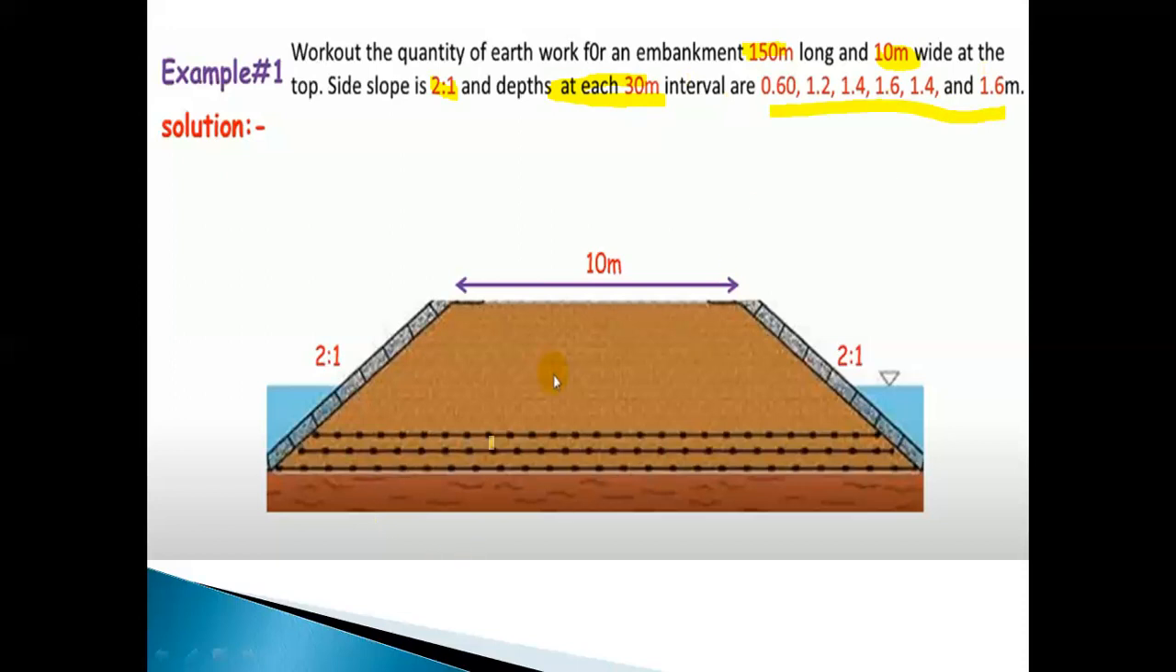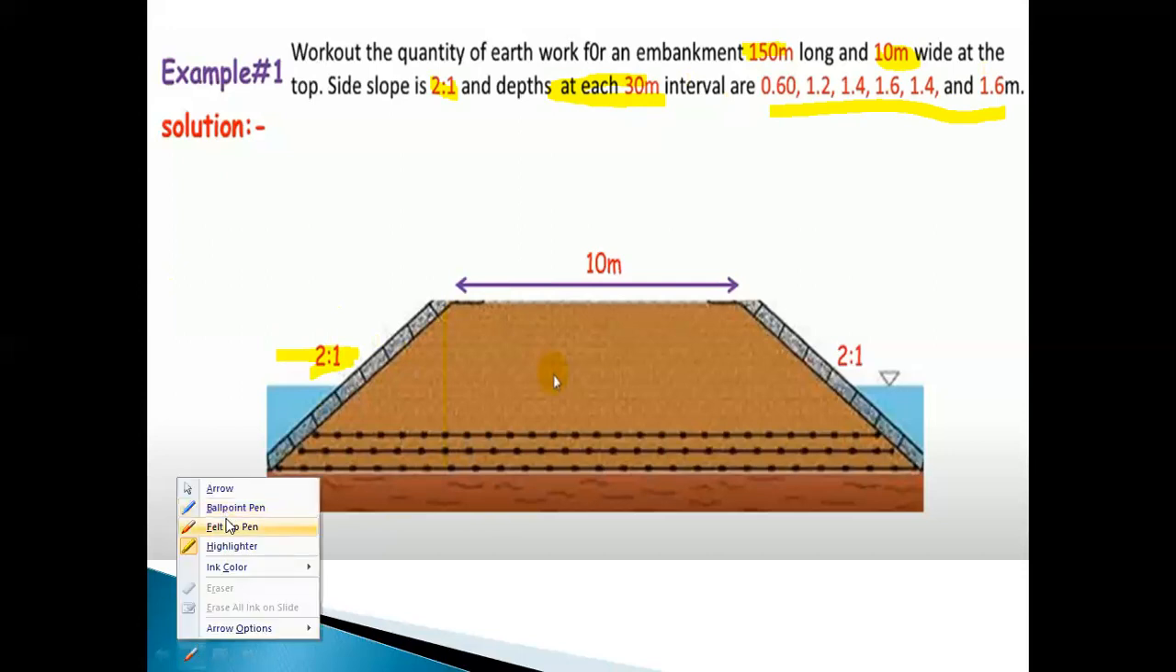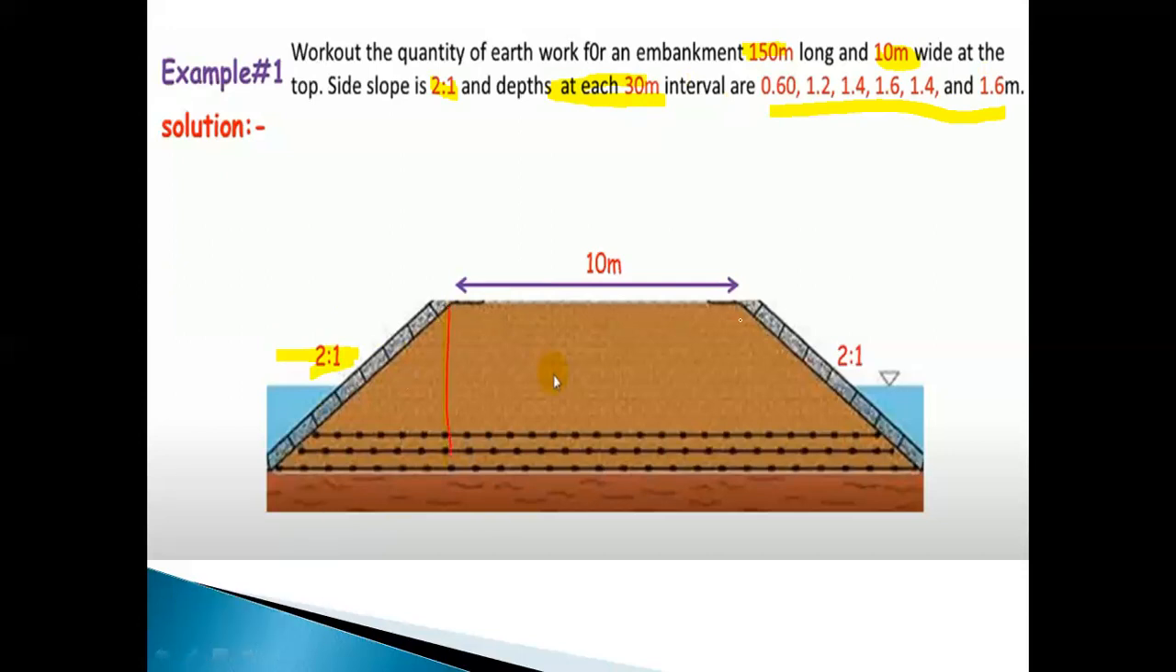So it is the diagram. Earth surfaces. This is the side slopes 2:1. This is the rectangular portion. This is the triangular portion. Top width is 10 meters and the depth is different at each station, each interval. This is all the side slope 2:1. This is the base width 30 meters and length is 150 meters.